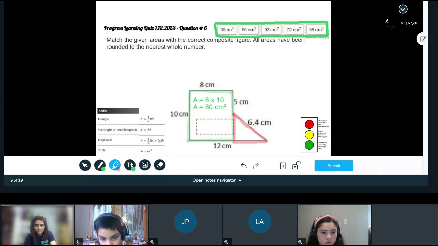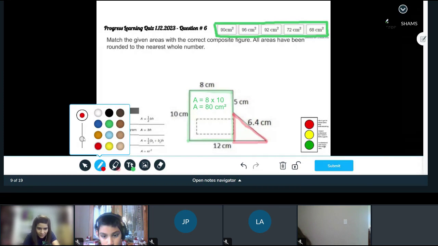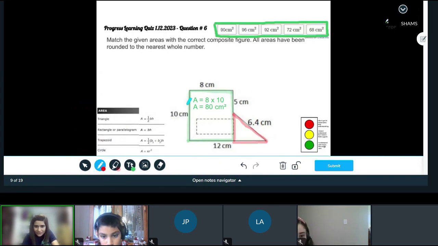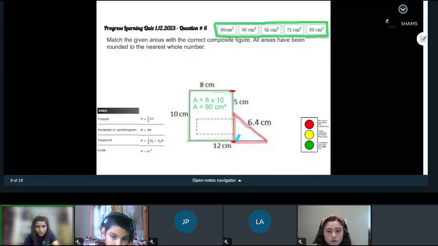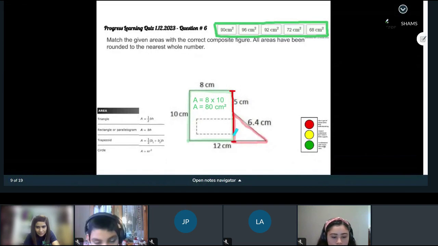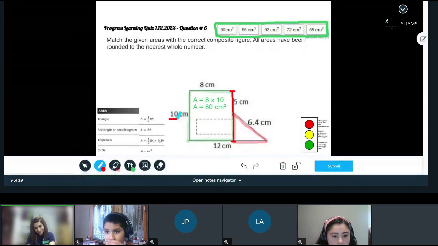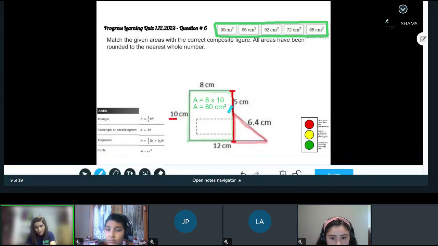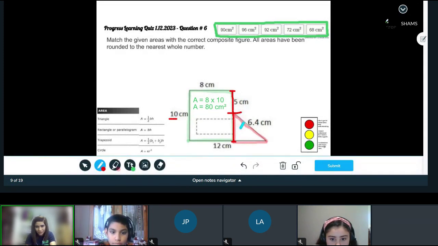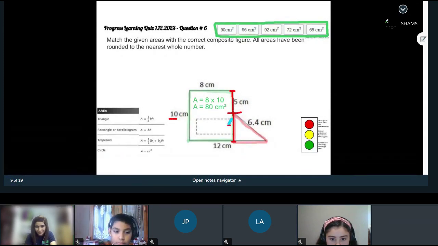Okay, so if you see over here, the entire side has to be 10 from here all the way to here. Why is it supposed to be 10? Because this side tells you it's supposed to be 10. If the top part is 5, then the bottom part is also 5. Therefore, the height of the triangle is going to be 5.